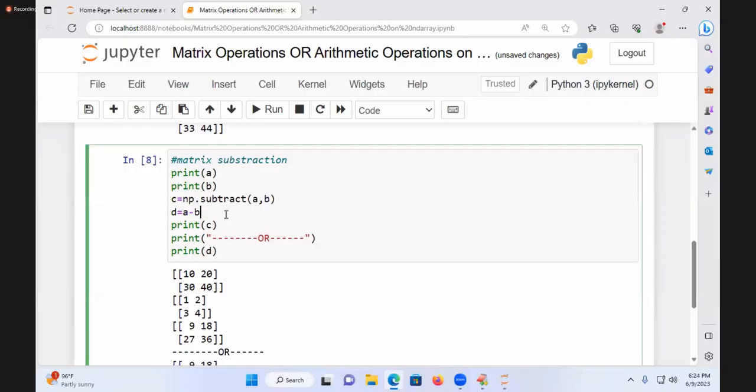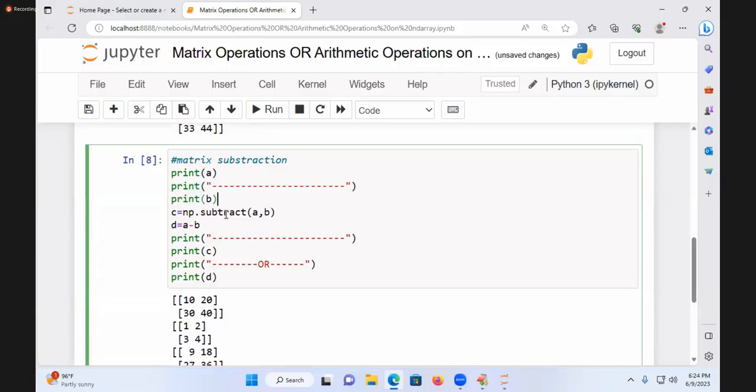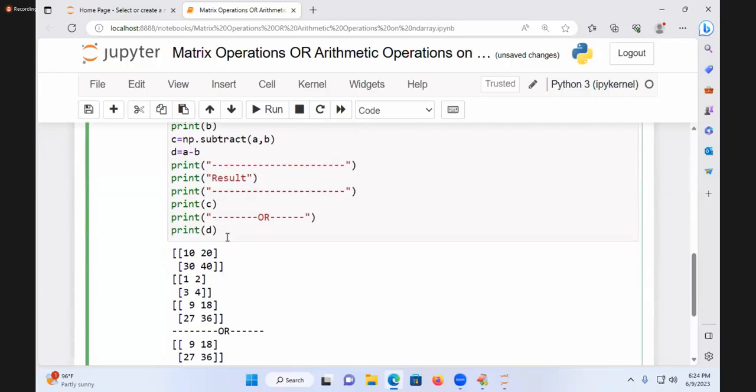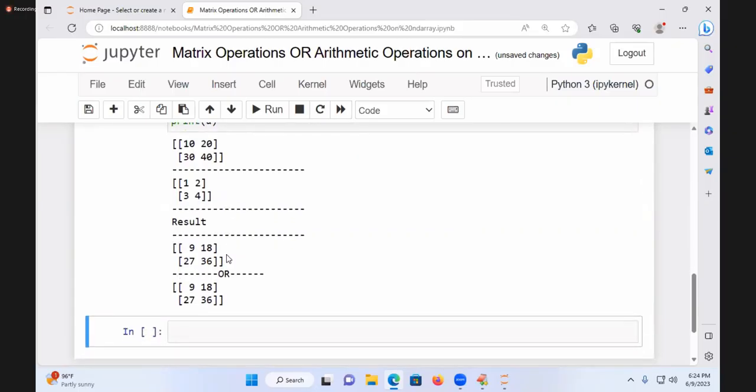If you want to have some small separation, I will write it here also, between one matrix and the next. Here I'm going to write the result and print it. This result is the first matrix and second matrix, both matrix results.